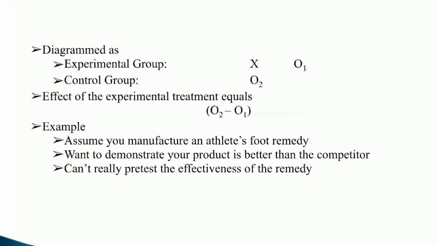Now let us understand this further in diagram form. As you can see in the diagram, in the experimental group there is no pre-test, so there are no previous observations.